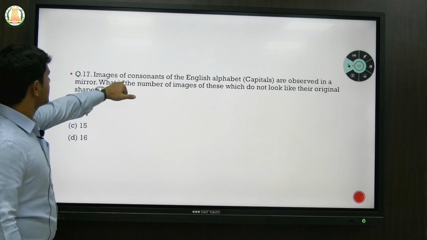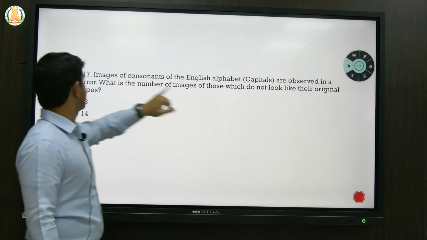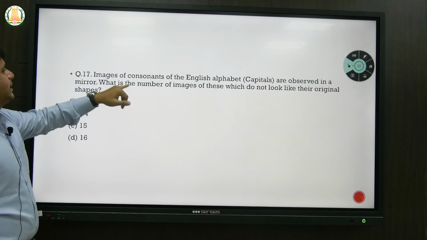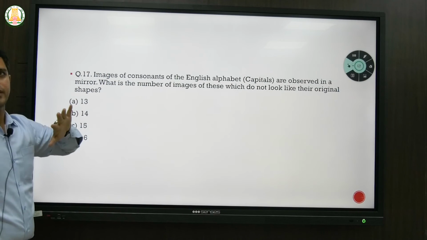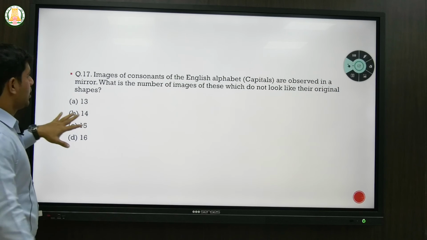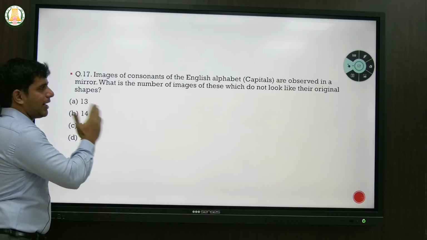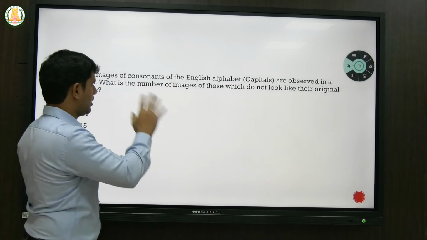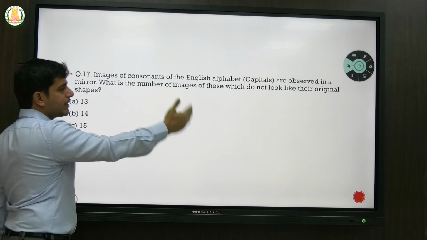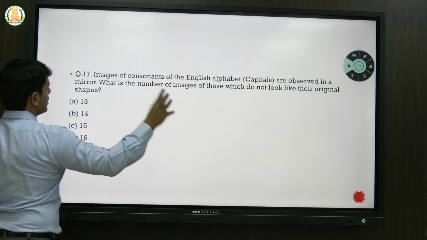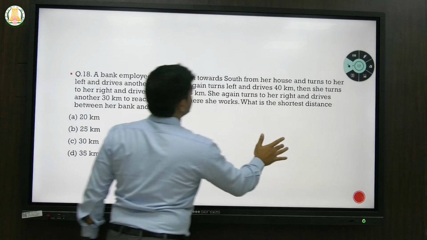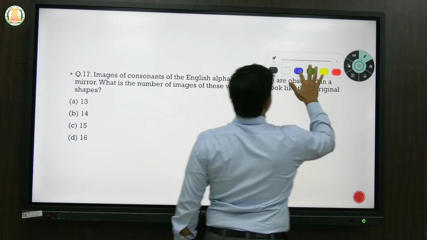So this says images of consonants of the English alphabet are observed in a mirror. What is the number of images of these which do not look like their original shapes? You understood the question? So you have to write the letters of the English alphabet, put a mirror image, and see whether the mirror image is the same as the original. But the caveat here is he says only consonants, so you should be careful.